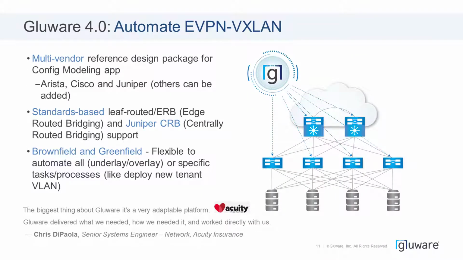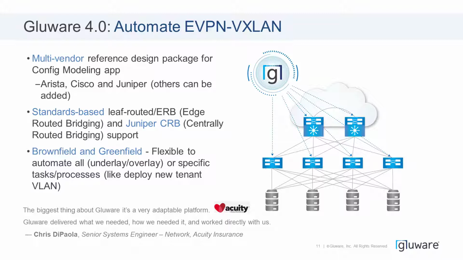One of the most powerful components of the Gluware 4.0 release is the new multi-vendor reference design package for automating EVPN-VXLAN. EVPN-VXLAN has become a really transformative technology to modernize data center and campus networks. Leading vendors like Arista, Cisco, Juniper, and others have built-in support. This first release from Gluware supports Arista, Cisco, and Juniper. So we have support for the standards-based leaf-routed or edge-routed bridging, as well as the Juniper centrally routed bridging feature.